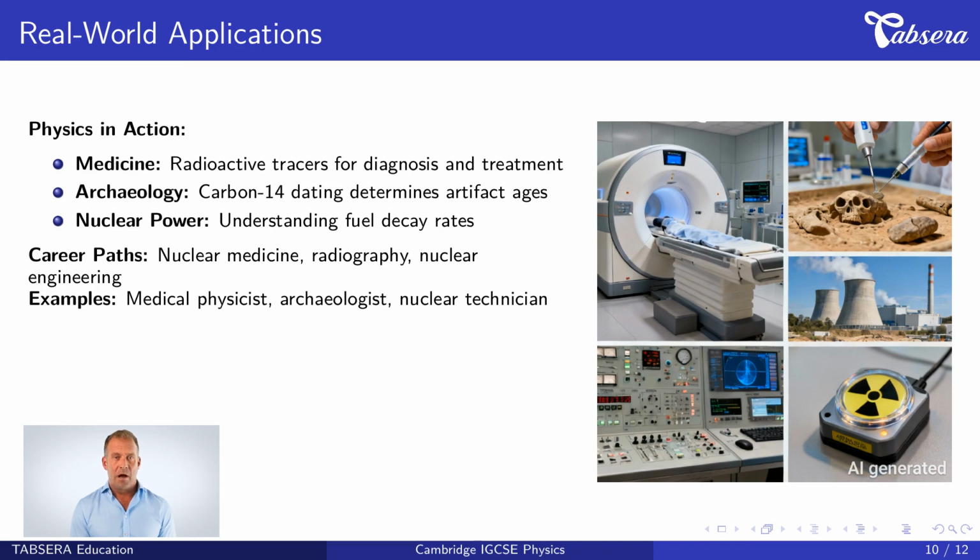In archaeology, carbon-14 dating relies entirely on half-life calculations. Carbon-14 has a half-life of 5,730 years, allowing archaeologists to determine the age of organic artifacts up to 50,000 years old. In nuclear power, understanding fuel decay rates helps engineers calculate reactor efficiency and waste management requirements.